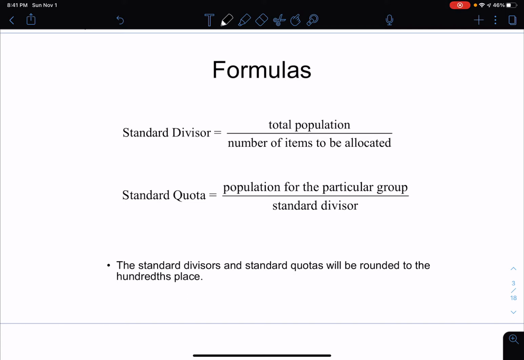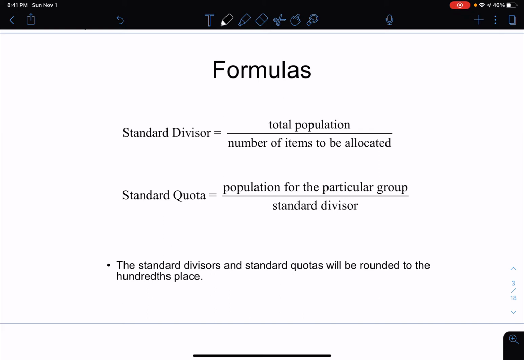If your standard divisor is like 400, then they're saying for every seat you have, that needs to represent 400 people. I'm just making up a number. I don't know what the standard divisor is yet for this scenario, but that's what's happening there. Then the standard quota is trying to get down more particularly to individual groups. So like in our country, individual states.